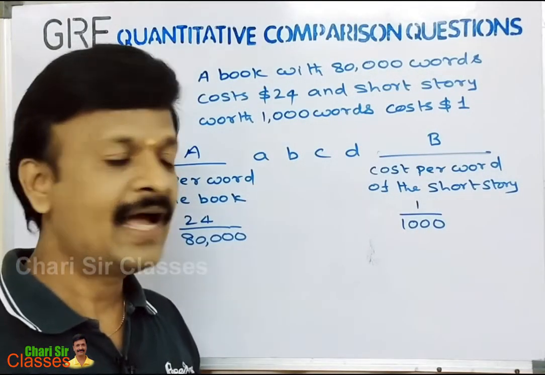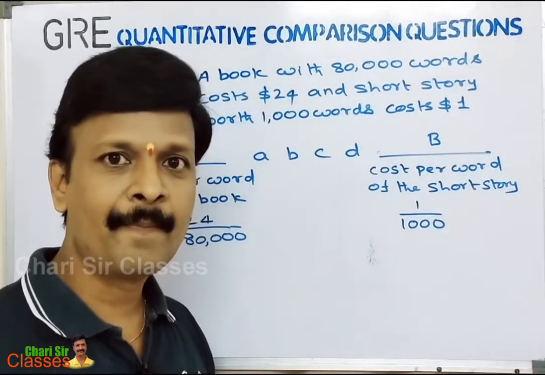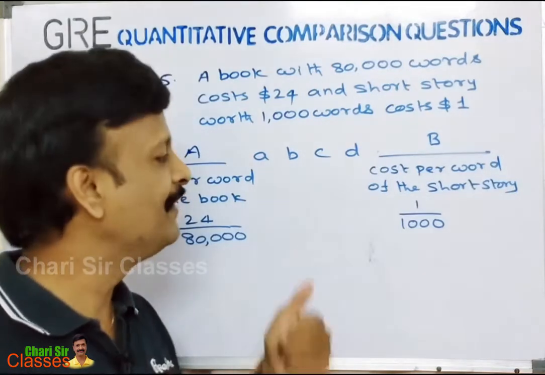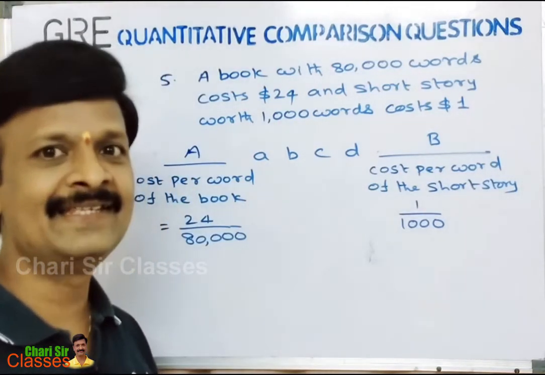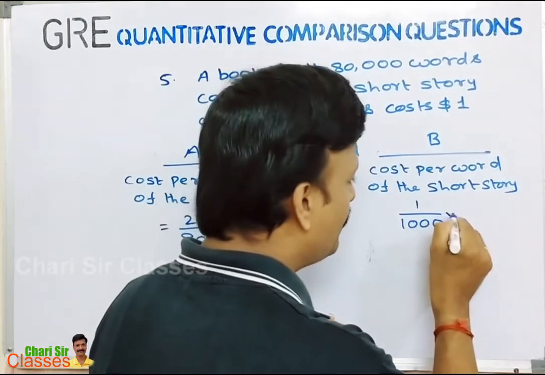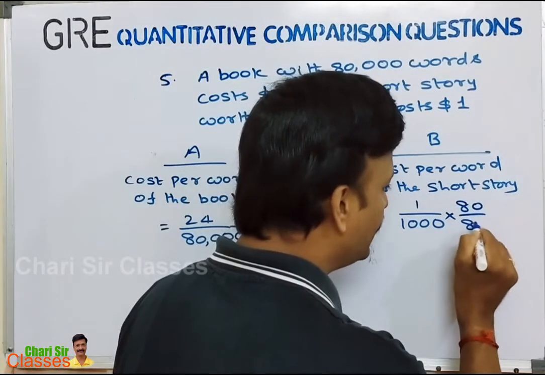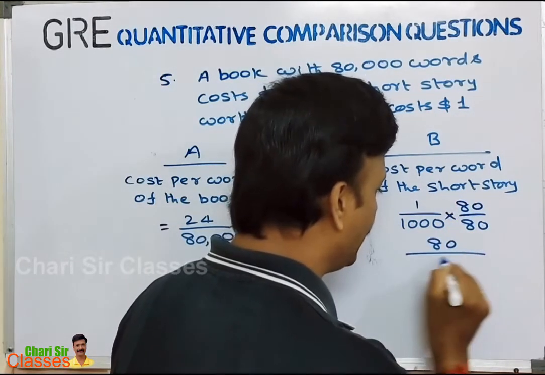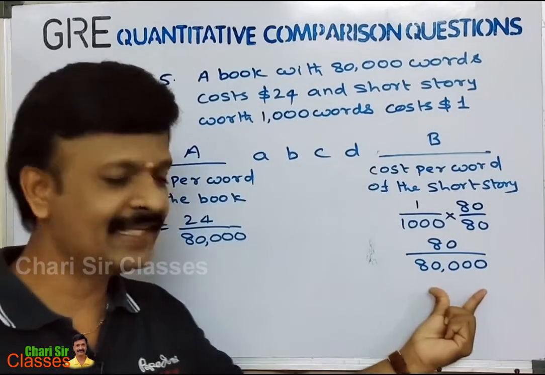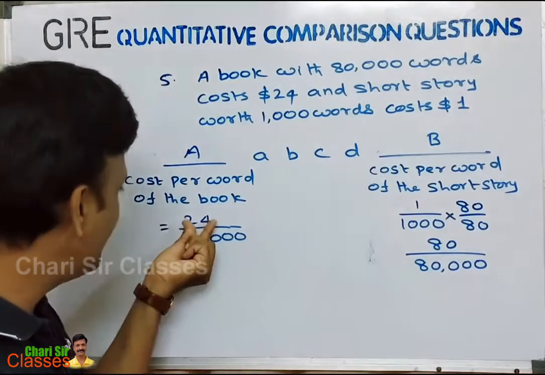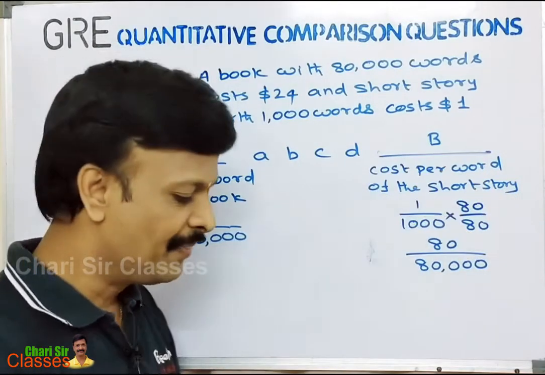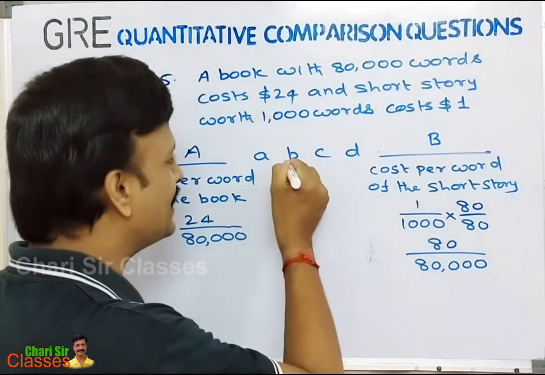Here you can either make the numerators equal or make the denominators equal. I feel making the denominators equal is easy here. So when 1,000 is there, I want 80,000, I will multiply with 80 and divide with 80. So I get 80 by 80,000. Now you can see 80,000 and 80,000, the two denominators are the same. Now the numerator is 24, the numerator is 80. The highest numerator will have the highest value. Therefore quantity B is greater.